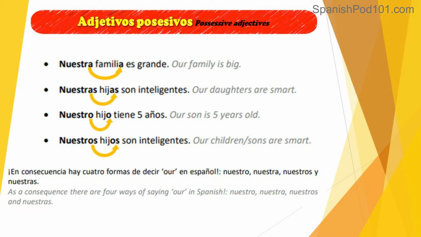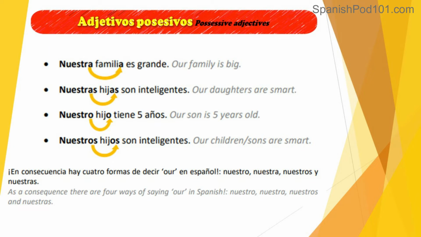And in the last example we have nuestros hijos son inteligentes. Remember that in Spanish, whenever we have the masculino plural, it is usually for both, not only for masculino. It is also the general way that we talk about a noun in Spanish. So hijos in this case could also mean children or kids, so it could be mixed genders. If you have 2 daughters and 2 sons, they are your hijos, your children.